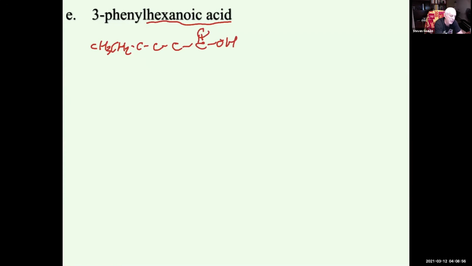At the number 3 carbon, there's a phenyl group. So 1, 2, 3. The other ones are CH2, CH, CH2, and a phenyl attachment right here. Okay, so it's 3-phenyl hexanoic acid. Whenever you see phenyl, you know your benzene ring is a substituent. And it's attached to the number 3 position of the longest carbon chain.